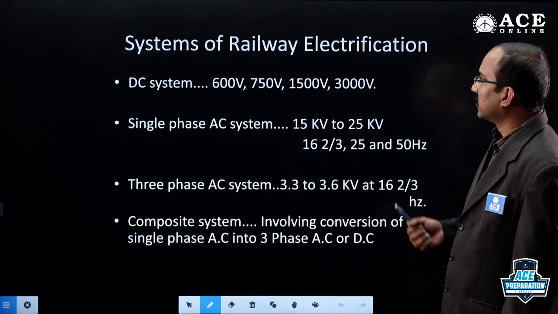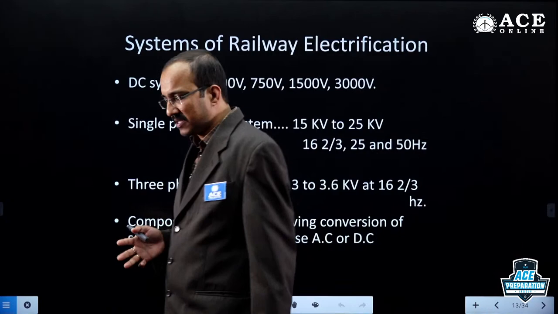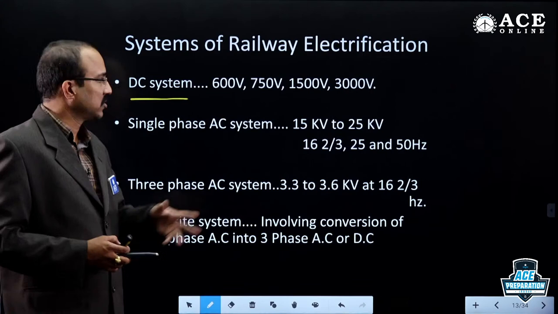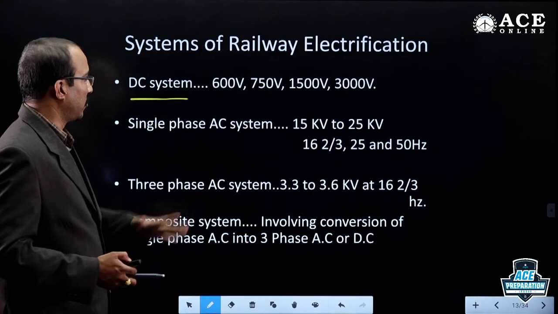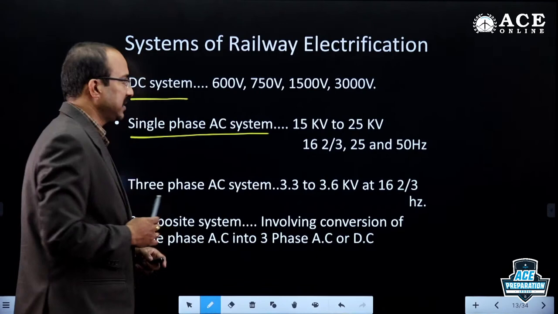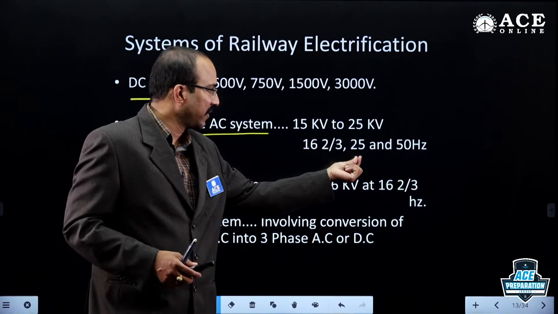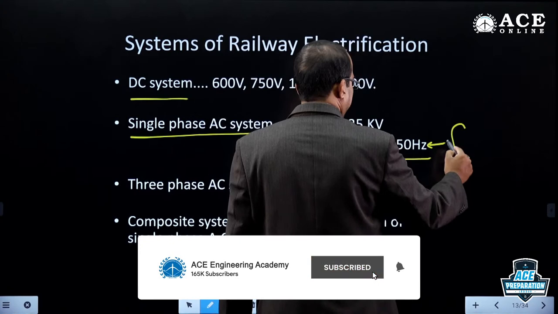So what are the systems of railway electrification? What are the different systems used in railways? You can go with a DC system as well as an AC system. For the DC system, the operating voltages are 600 volts, 750 volts, 1500 volts and 3000 volts. For a single phase AC system, the operating voltage is 15 kV to 25 kV. Operating frequencies are 16 2/3 hertz, 25 hertz and 50 hertz. This is the frequency range and this is the voltage range.